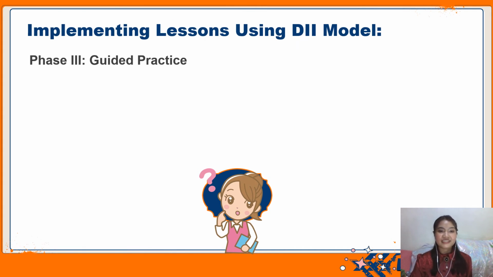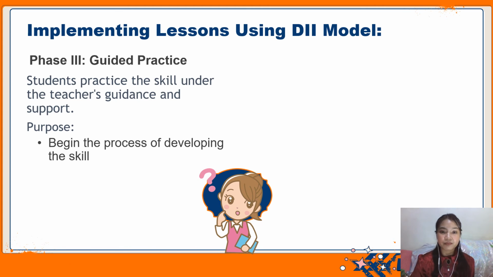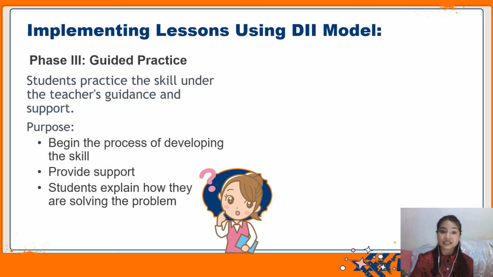The third phase is guided practice. Students practice the skill under the teacher's guidance and support. The teacher becomes the coach. Its purpose is to begin the process of developing the skill. Also, provide as much support to students as needed to be successful as the teacher gradually shifts the responsibility. It ensures student success. Students explain how they are solving the problems. The student explanation provides additional modeling for those who are still uncertain.